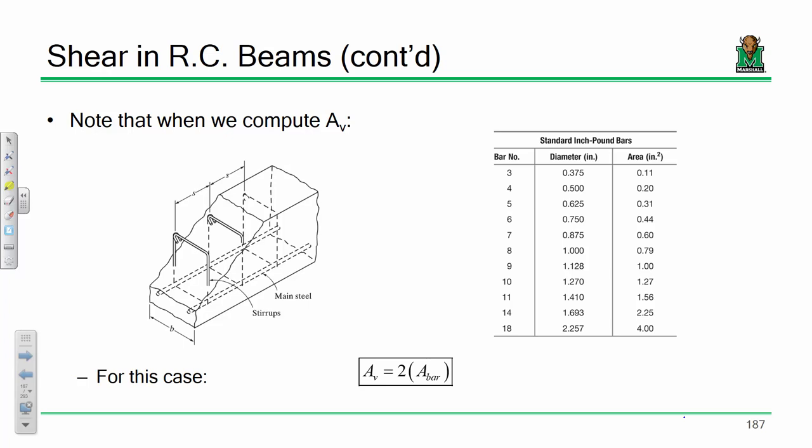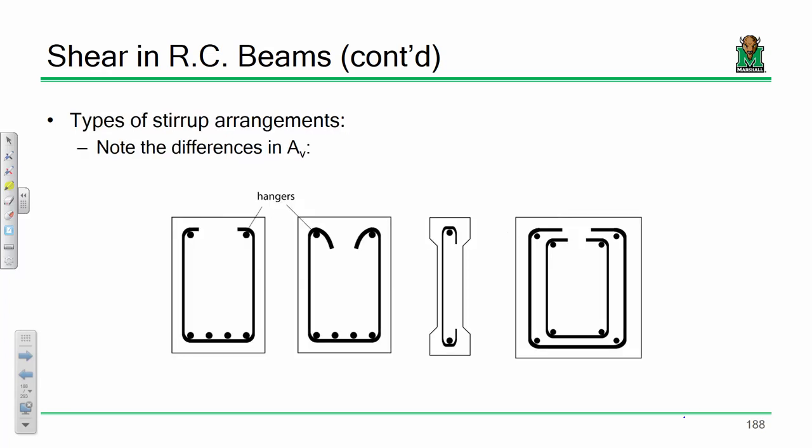A sub v is the area of reinforcement. However, you have to look at it three-dimensionally. Let's say that this is your stirrup. Well, that might be something like a number three bar. The area of a number three bar is 0.11 square inches. But the area isn't a single bar, it's two bars. Does everybody see that? Because the stirrup goes across that entire crack. So for this case, the area would be two times the area of that bar. So like this one would be two times the area of that bar.